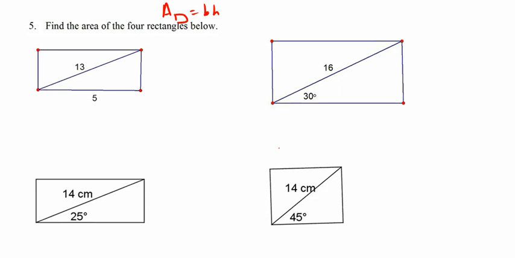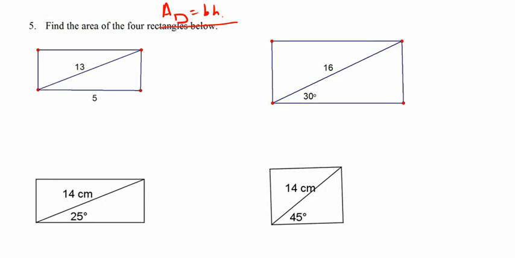This is the second video for section 11.1 covering the back side of the note sheet. In number 5, we're asked to find the area of the 4 rectangles below, and of course we know that the area of a rectangle is the base times the height, but we do not know the base and the height for any of these rectangles.